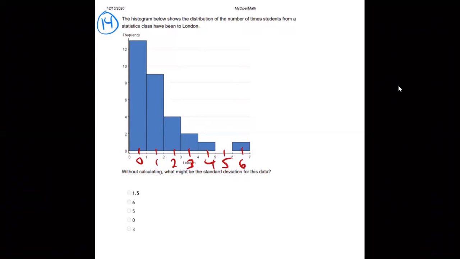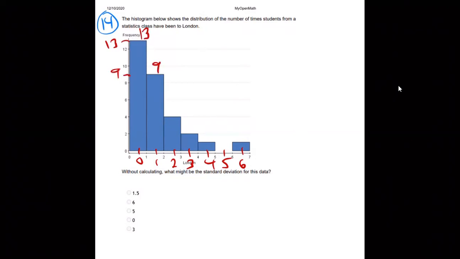Anyway, so frequency, remember that means how many people? So this one's coming up to like 13. So it looks like 13 people have been in this class, have been to London 0 times. That would be me. I'd be in that category, 0 times. And here is 9 people, right? This looks like it hits about 9.